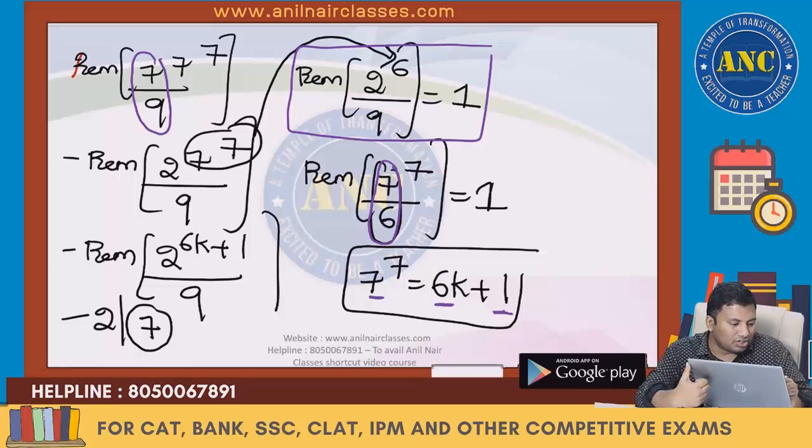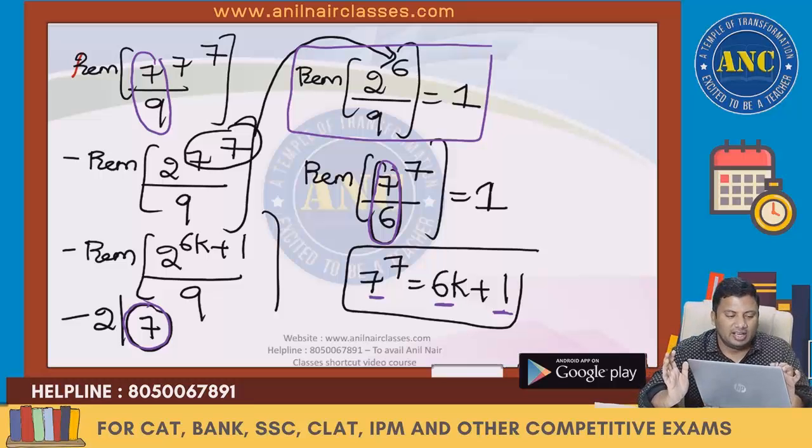Minus 2. Positive remainder is 7. Negative remainder minus 2, positive remainder 7. I hope the idea is clear here.